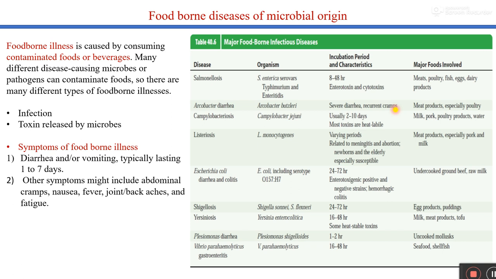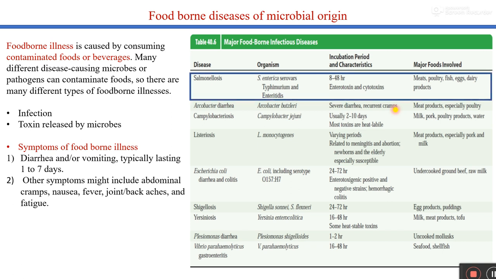The first important foodborne disease which you will have to keep in mind is salmonellosis. Salmonellosis is generally caused by Salmonella enterica, and Salmonella enterica generally grows in meats, poultry, fish, eggs, and dairy products, right?